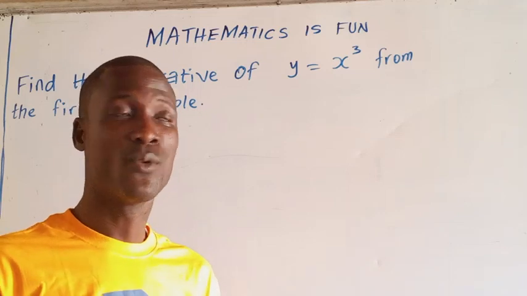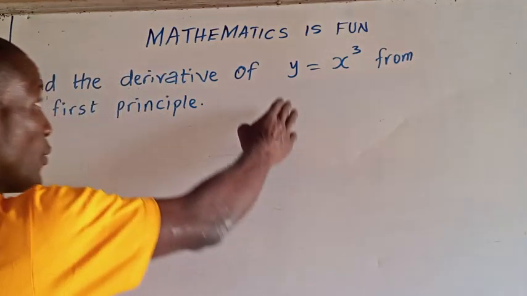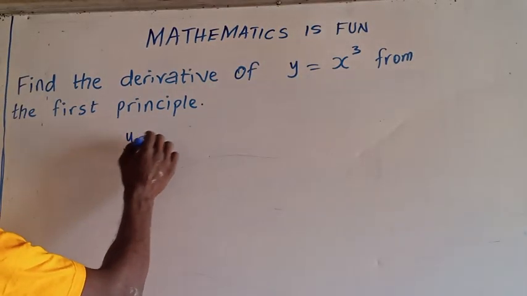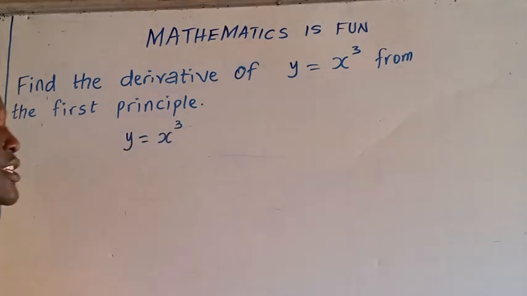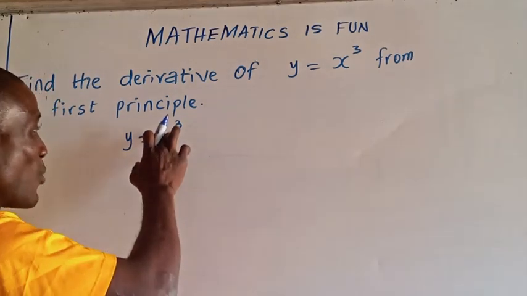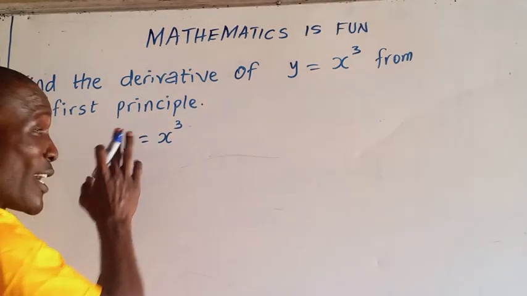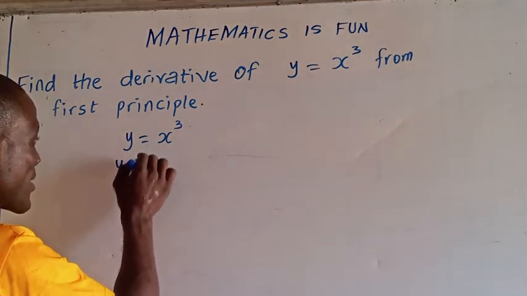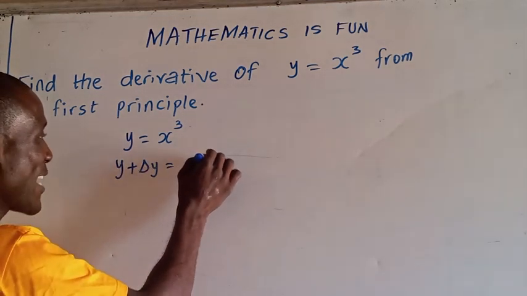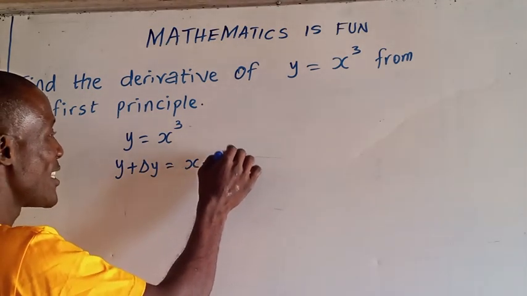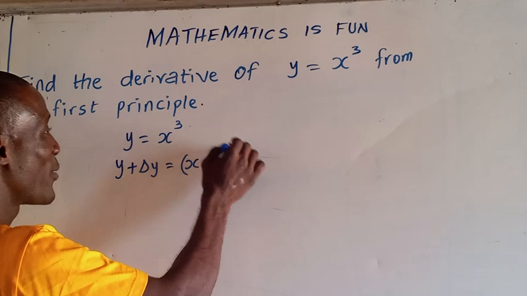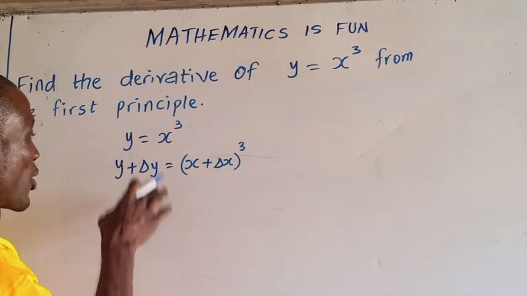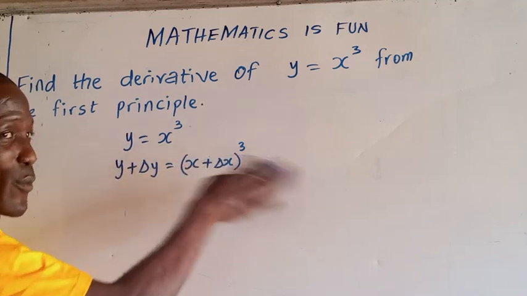From the first principle, we have to find the derivative of y equals x to the power of 3. Now we have y equals x raised to the power of 3. So here, don't forget, as the value of x changes, the value of y too will change. So here we introduce y plus change in y equals x plus change in x, everything to the power of 3. Now, what next? The next thing is we are going to subtract y from both sides.